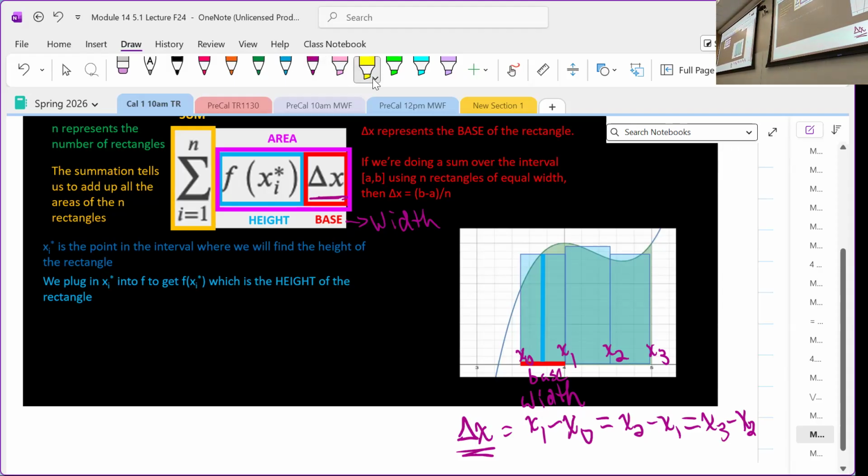Our index is only showing up in the heights. And it's showing up in whatever variable, whether we're picking the left endpoint or the right endpoint or the midpoint, whichever function value we pick to determine the height. We're going to label our x values based on that index. And then we plug that into the function formula.